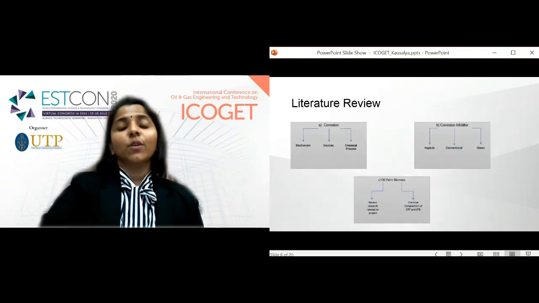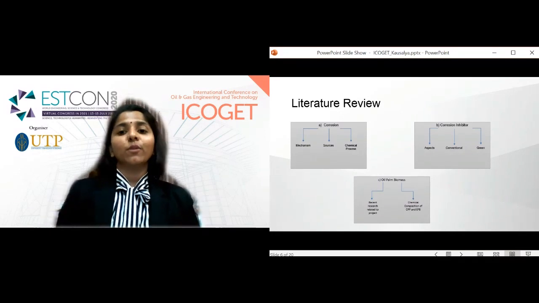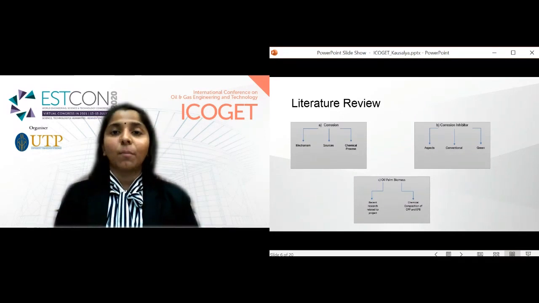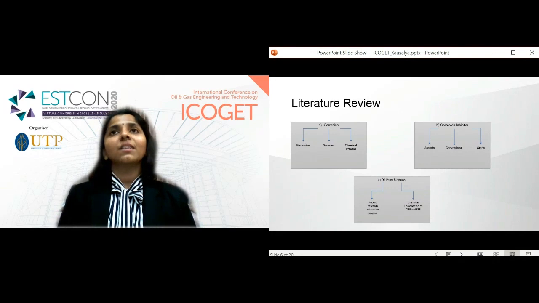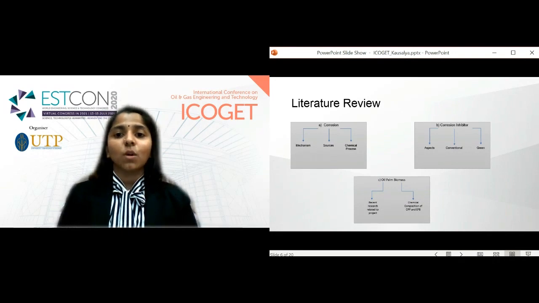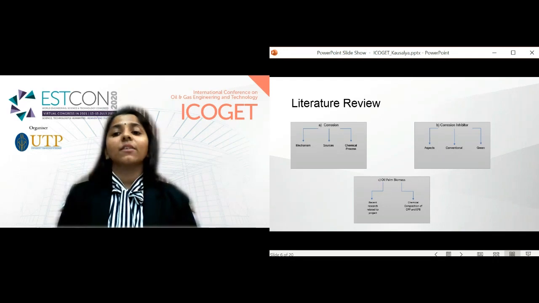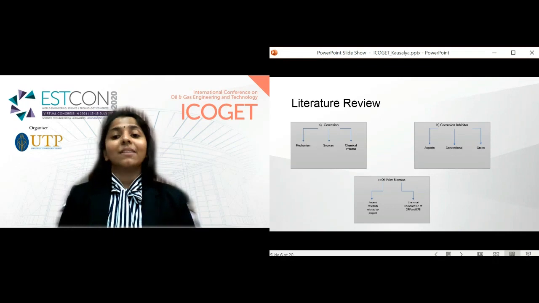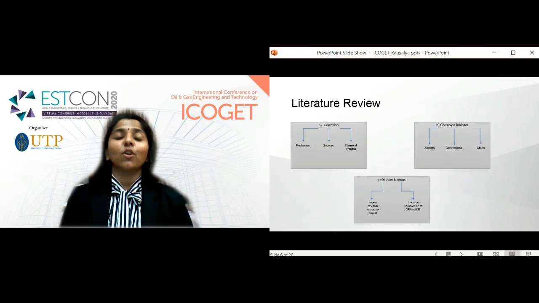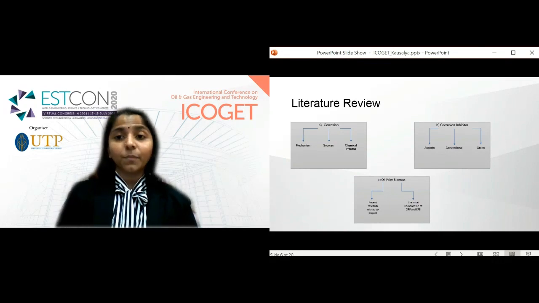The literature review of this research mainly focused on corrosion inhibitor and oil palm biomass. A comprehensive literature review was done concerning the mechanism, sources, and chemical process of corrosion, aspects of conventional and green corrosion inhibitors, as well as the recent research related to the project and also the chemical composition of the oil palm frond and empty fruit bunch as oil palm biomass.